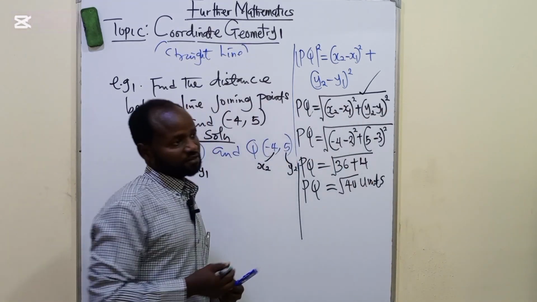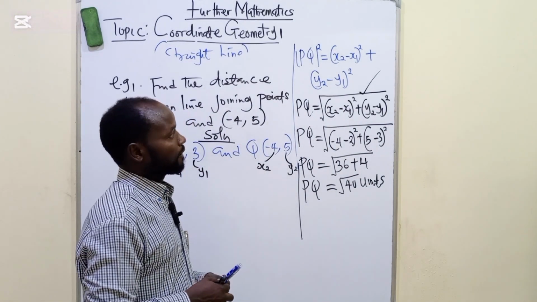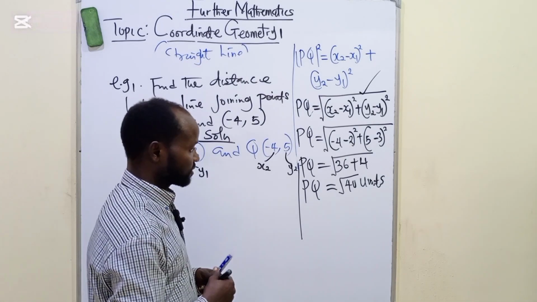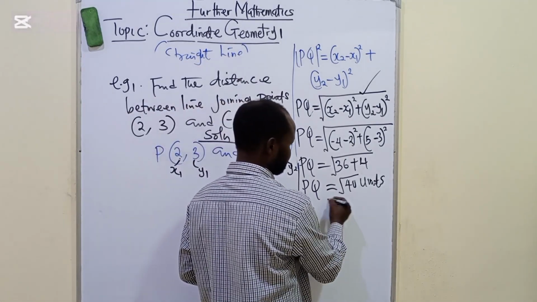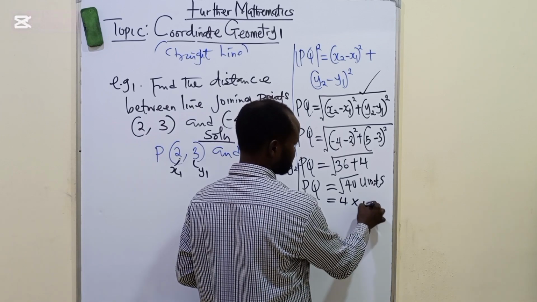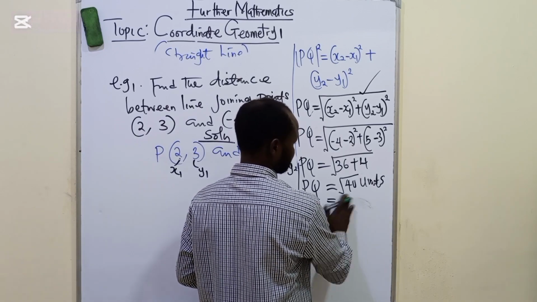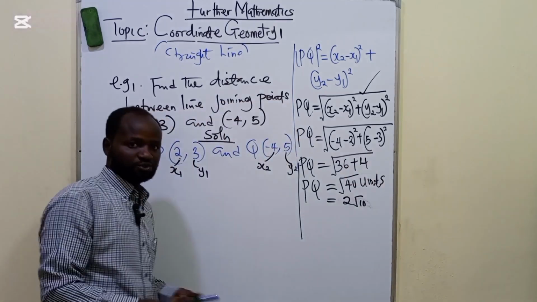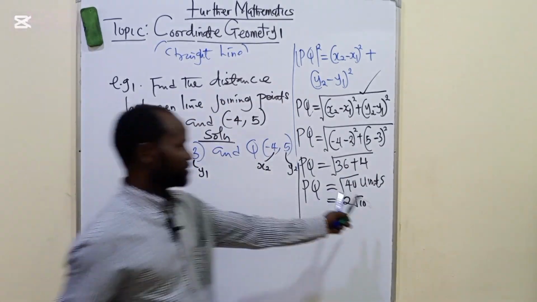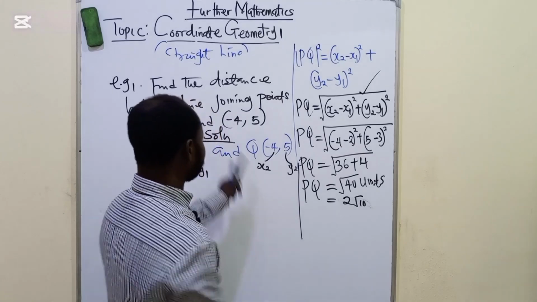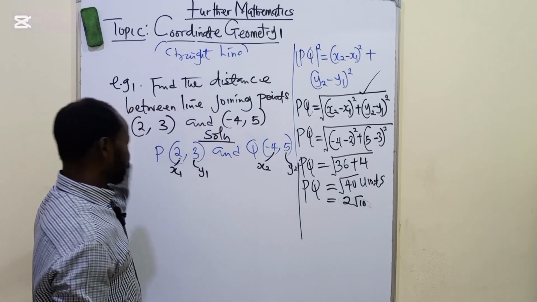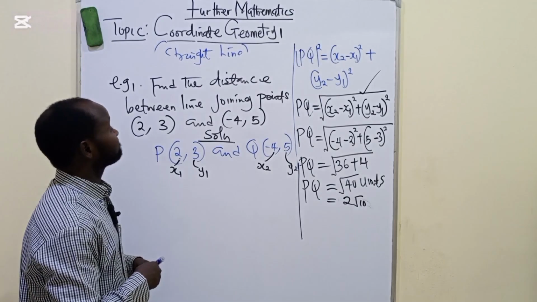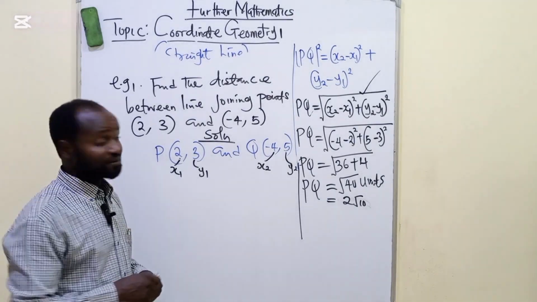We can simplify this as one of the perfect squares of 40. Can we use 4? Yes, 4 and 10. You can still simplify this further by saying 4 times 10. That will be 2 root 10. We can write this as 2 root 10 units. They mean the same thing, either root 40 units or 2 root 10 units. That will be the length, the distance between P and Q.